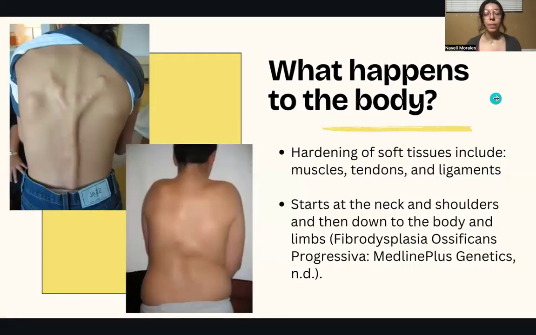Okay, so what happens to the body? We have some images here on the left. And as I mentioned, it is hardening of tissues. You will usually start at the upper body, down to the trunk, and then to the limbs. Some tissues will be the exception, like the diaphragm, the tongue, and also those that are orbicular, such as the lips and then the eyes as well.